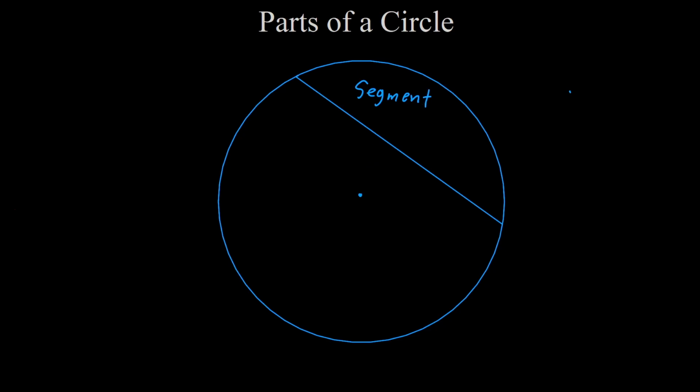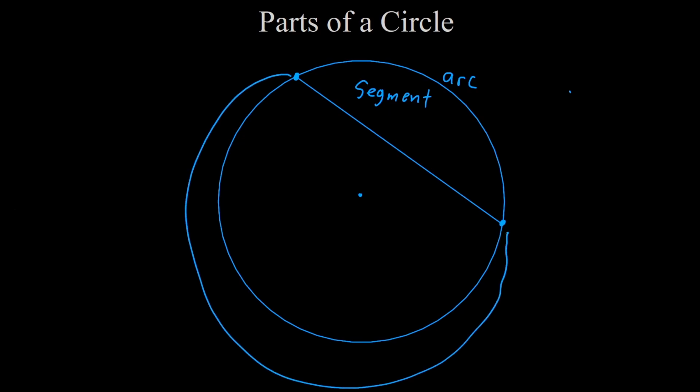And a chord also creates an arc. So there are 2 points on the circumference where a chord intersects with the circle. And the part of the circumference between those points is called an arc. There are two kinds of arcs. There is a major arc and there is a minor arc. A major arc is more than 180 degrees, and a minor arc is less than 180 degrees.